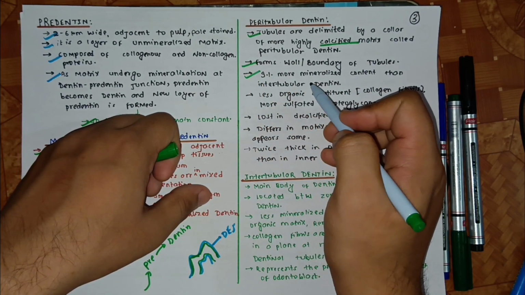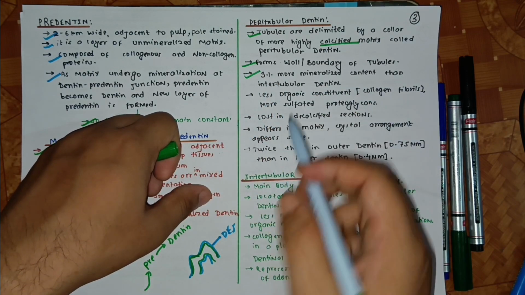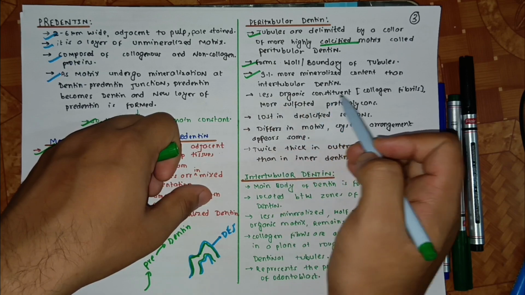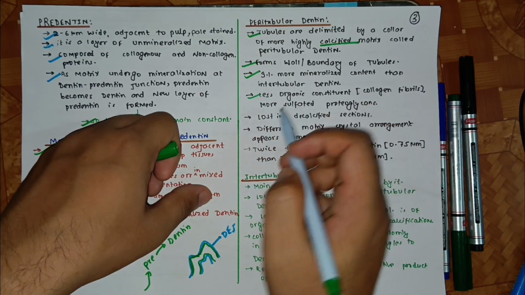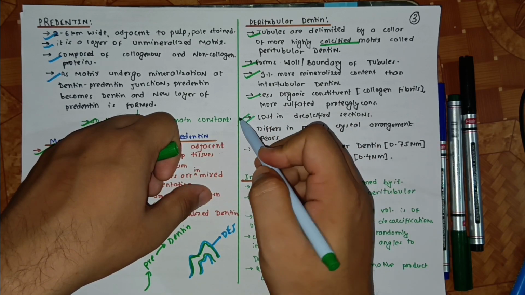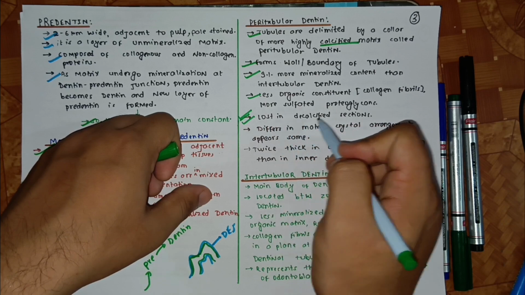Intertubular dentin is the dentin that is present between the dentinal tubules. Less organic constituent is present there, collagen fibrils, and more sulfated proteoglycans are present there. After that, peritubular dentin is lost in the decalcified section. This is very important, it relates to the clinical.